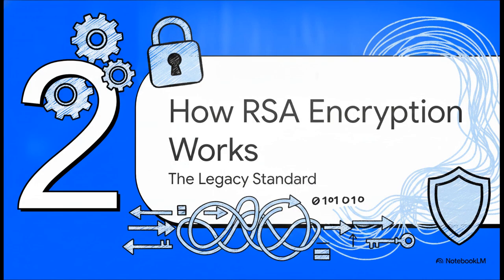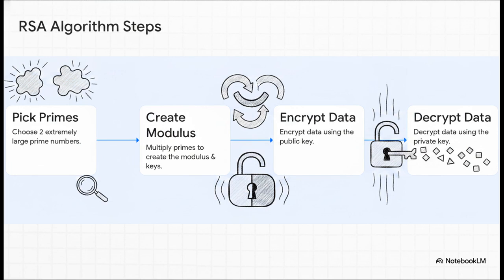Moving right along to Chapter 2, how RSA encryption works, the legacy standard. So let's look at RSA. Introduced back in 1977 by Rivest, Shamir, and Adleman, it relies on 4 foundational steps. First, the system chooses 2 incredibly large prime numbers. Second, it multiplies these primes together to create what's called the modulus and uses that to mathematically generate your public and private keys. Third, your data is encrypted using that public key. And finally, it's decrypted using the private key.